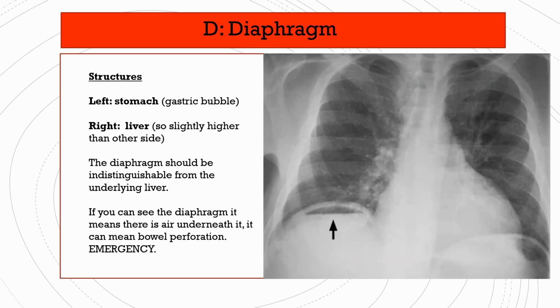But the diaphragm should be stuck on the liver. There should be absolutely nothing in between. Here, there's some air in between. Can you see? You should not see the diaphragm on the left because it should be stuck on the liver. You shouldn't see any space between the two. However, here, there is some space. It has been lifted off by some air. And this can mean bowel perforation, which is also an emergency. So please always check the diaphragm, okay?